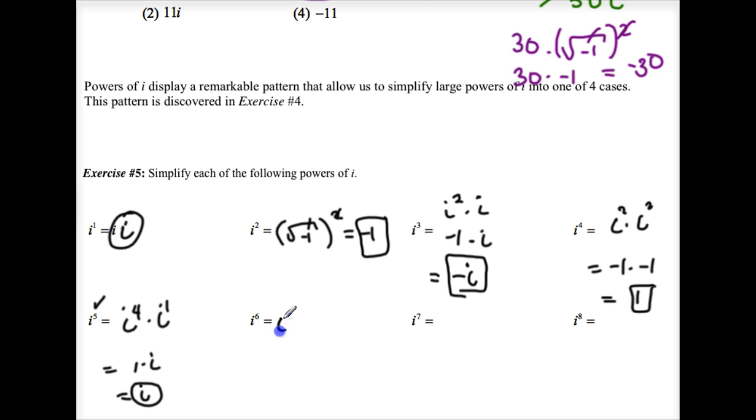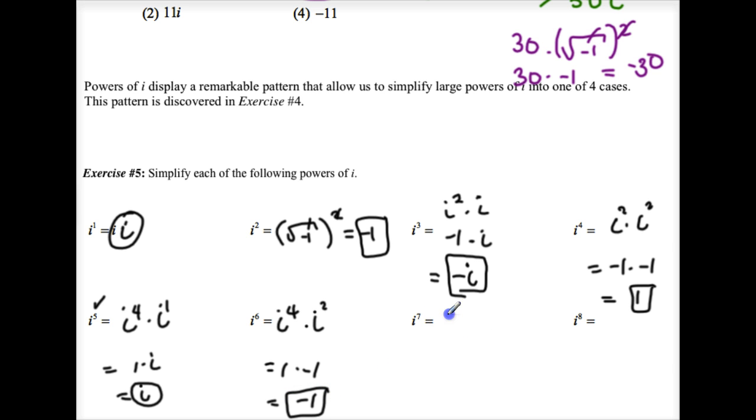Now 6, I can break this down as i to the fourth times i to the second power. You always want to go with increments of 4, not break this down as i squared times i squared times i squared. That's just a lot more work on you. i to the fourth, again, is 1 times i squared, which is negative 1. Perfect. So this becomes negative 1.